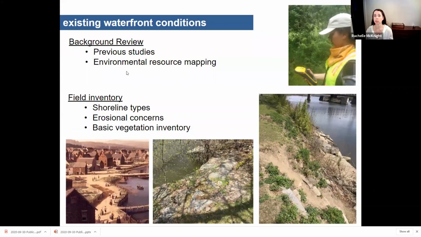Moving on, this is a review of some of the work that we've done so far. We did a really good comprehensive field analysis looking at all the existing shoreline conditions. We also worked from the office looking at background documents, environmental resource mapping, a lot of the previous studies that had been done, sort of the historic nature of the riverfront, and as you can see here, we've been documenting all along some of the erosion conditions and just the typical conditions that we see along the shore.